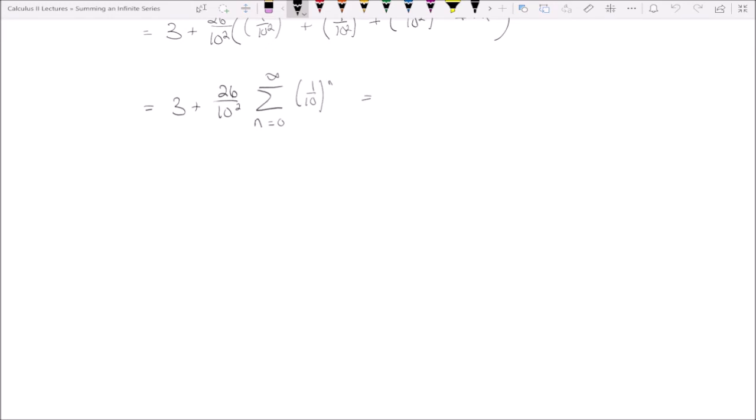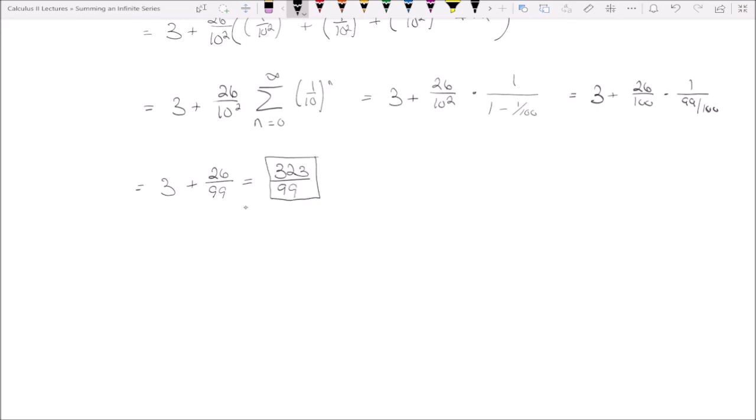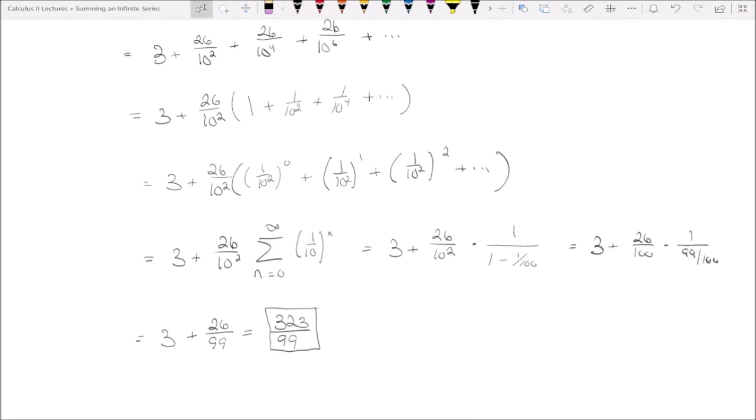Well, that's a geometric series with ratio 1 over 10 squared, right? So we know that it converges. It converges to 1 over 1 minus 1 over 10 squared. So I'm going to rewrite that. Now it's 26 over 100 times 1 over 99 over 100. That is 3 plus 26 over 99. So now 3 times 99 plus 26, we get 323 over 99. Right, so 3.26 repeating is 323 over 99.